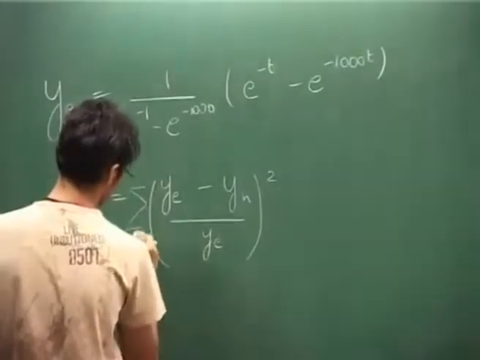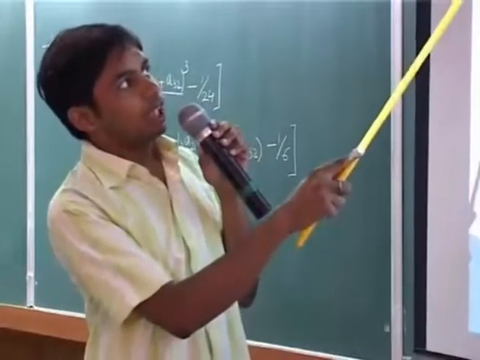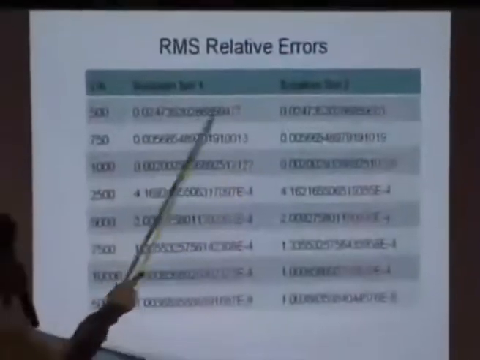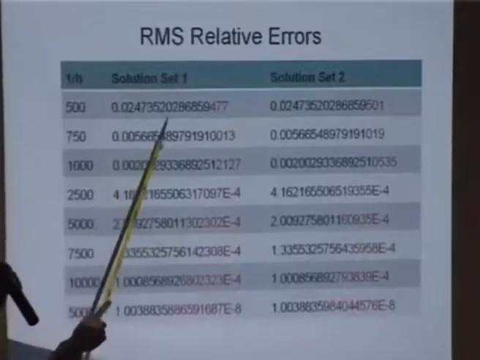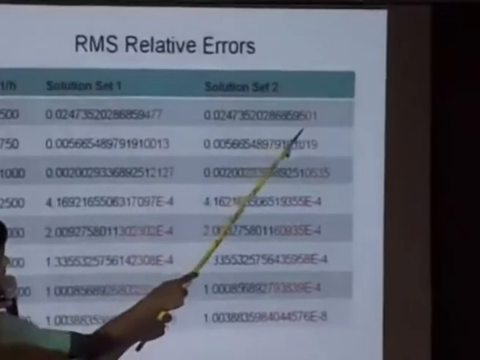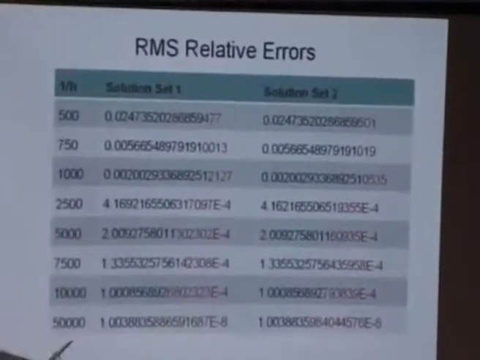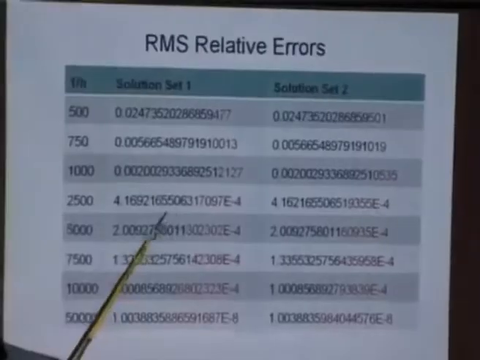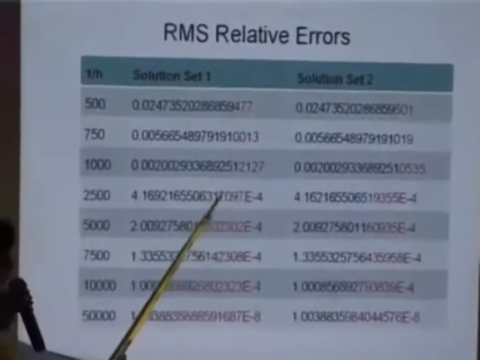Again, it depends upon the accuracy of the machine that we are using. So, for h equal to 500 inverse, this was the error for set 1 and set 2. We can see that these figures are the same. What differs is these values. Similarly, for the various values of h, these figures are the same. We're only differing in the last values.